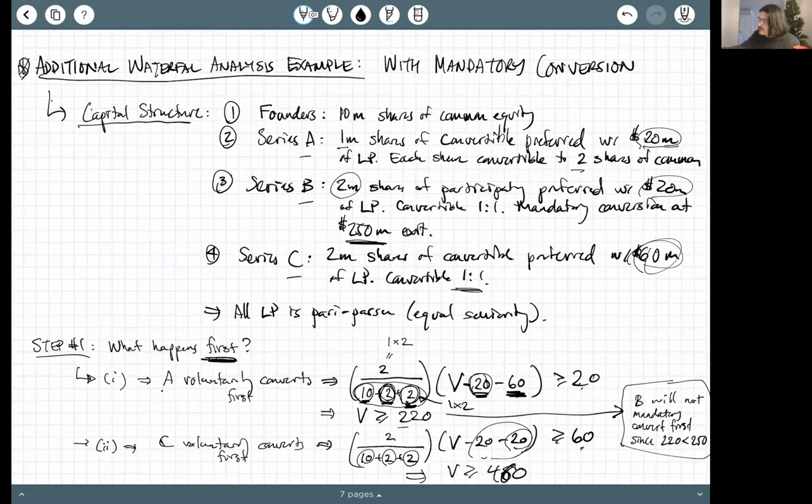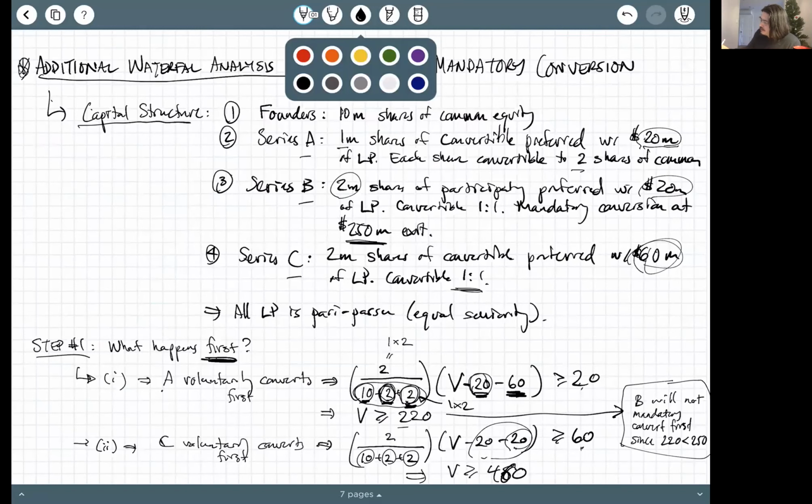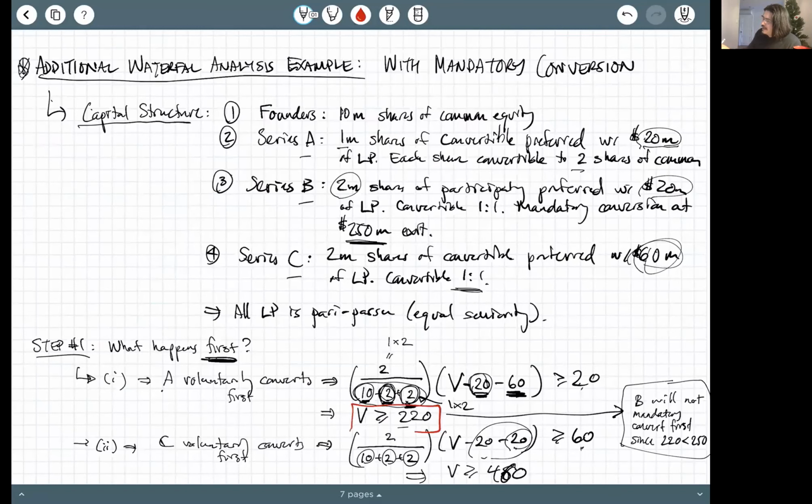Now, of course, we look at these two scenarios. This is if A converts first. This is if C converts first. Well, we clearly see from these calculations that indeed A converts first, because we always pick the one that gives us a lower threshold for V. So that means starting at a 220 exit value, Series A converts. So then the second step, we'll find out what happens next.